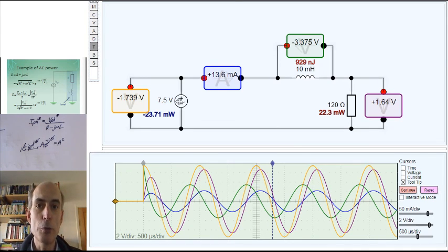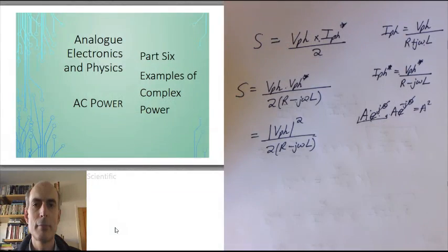What we do about those problems, we'll be talking about in the next of these little lectures. It's something called power factor compensation.